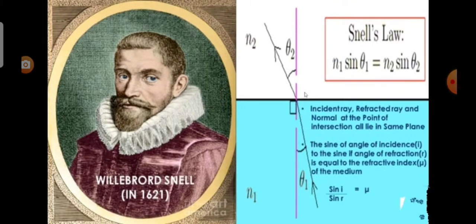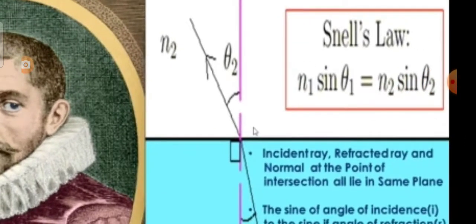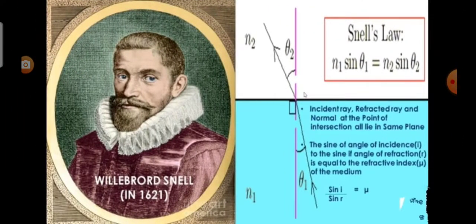Now we see about Snell's law of refraction. Refraction of light rays as they travel from one medium to another medium obeys two laws, which are known as Snell's laws of refraction. The first one is that the incident ray, the refracted ray, and the normal at the point of intersection all lie in the same plane. The second one is that the ratio of the sine of the angle of incidence to the sine of the angle of refraction is equal to the refractive index of the medium, which is a constant.